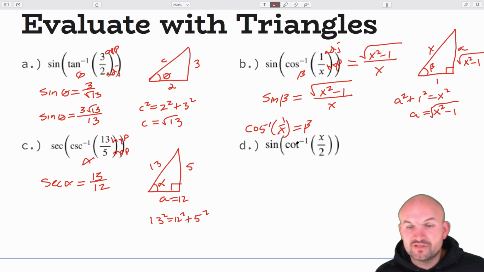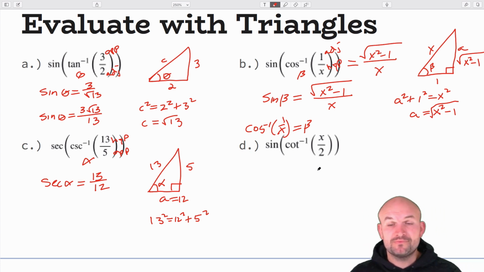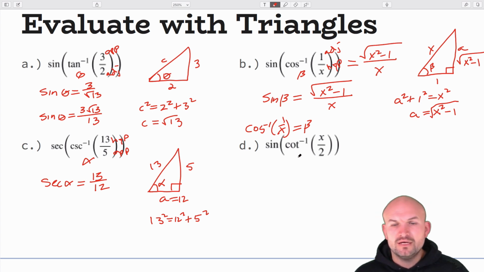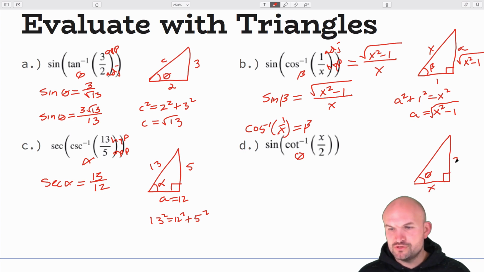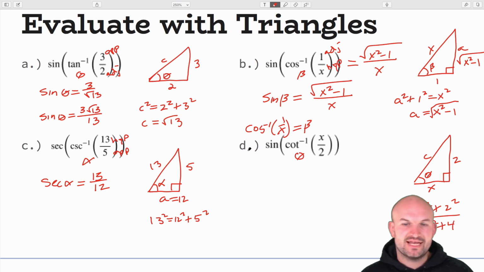Okay, for the last one here, I have x over 2. So again, same kind of thing. Let's draw a triangle. Let's just go back to theta. So cotangent, remember, is adjacent over opposite. So we have x over 2. Again, using the Pythagorean theorem, let's call this c. c squared equals x squared plus 2 squared. So therefore, c is going to equal the square root of x squared plus 4. And again, we're trying to find the sine here. So the sine of theta.